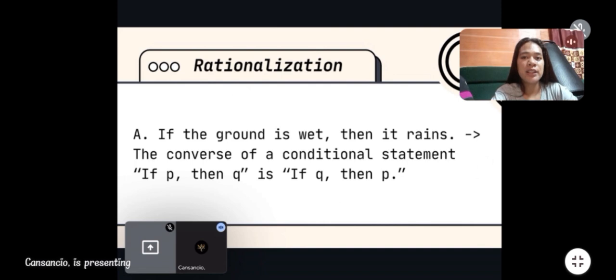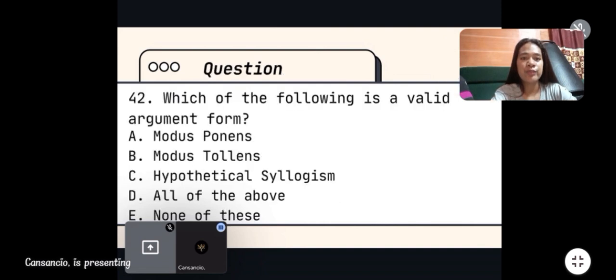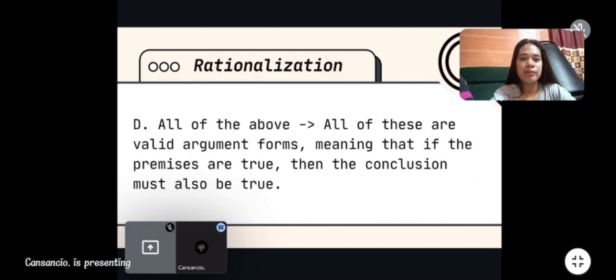Next, number 42. Which of the following is a valid argument form? A. Modus ponens, B. Modus tollens, C. Hypothetical syllogism, D. All of the above. Letter E. None of these. The correct answer is letter D. All of the above. Because all of those are valid argument forms, meaning that if the premises are true, then the conclusion may also be true.